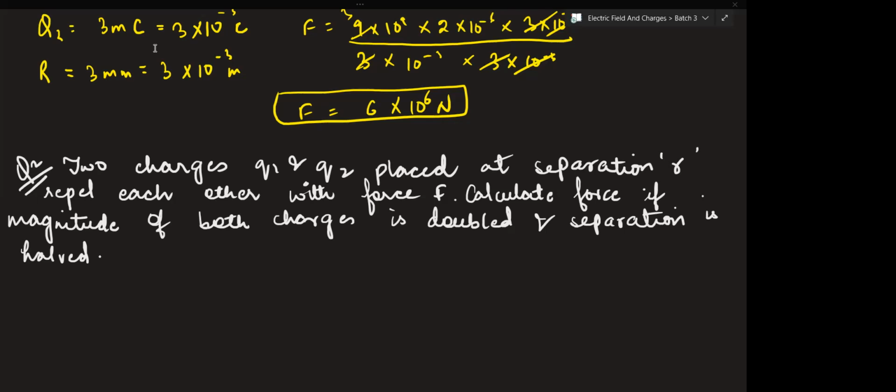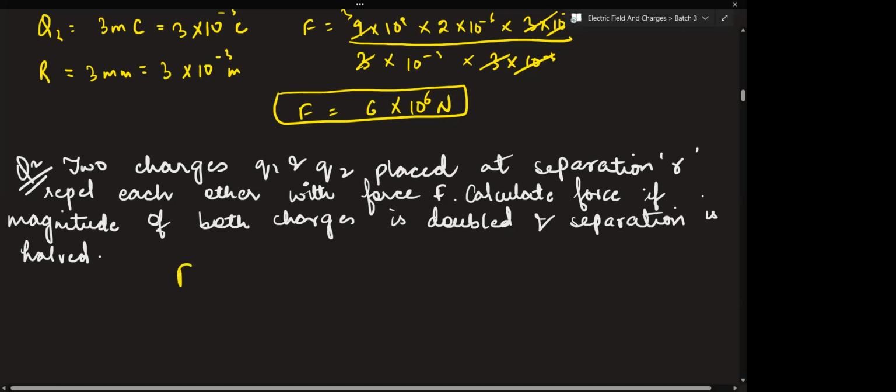Ma'am, I have done it. So what's your answer coming? It's 9 into 10 is 9 into 2q1 into 2q2 upon 1 upon r. Is it how we do it? Yes. That's how we do it.